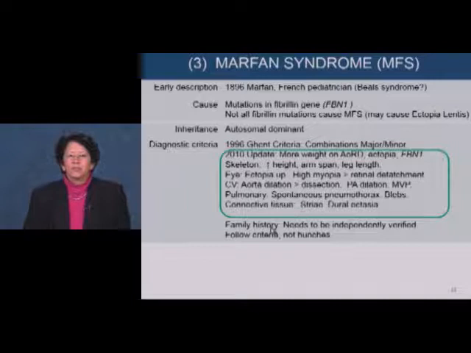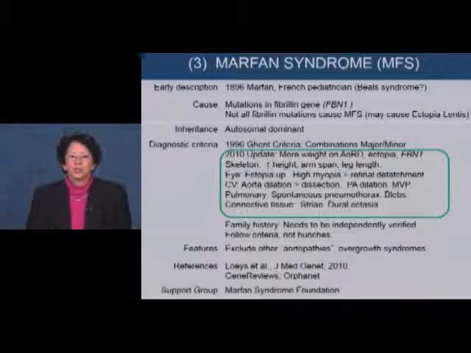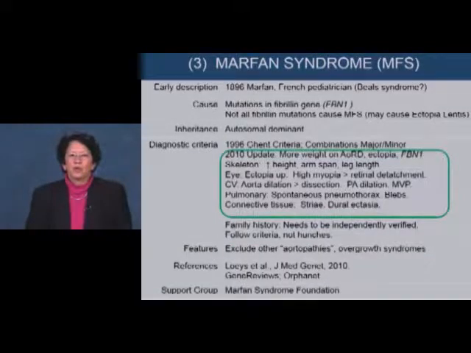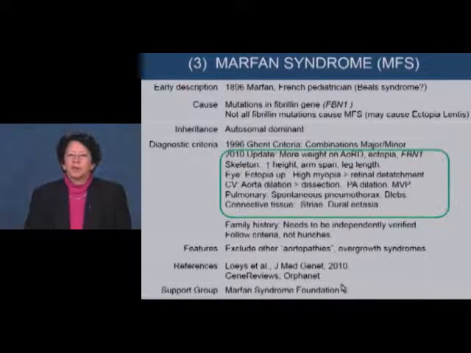And for this syndrome and for other single gene diseases, we do invoke the family history. But I urge you to remember it has to be independently verified. You have to follow the criteria, follow the rules, don't just go by your hunches. And when you're working with Marfan syndrome or evaluating somebody for a related disorder, you have to exclude the other aortopathies or other reasons for being tall. The main reference is from the Journal of Medical Genetics, but you can easily find this information in GeneReviews or Orphanet, and the Marfan Foundation is just a wealth of information.